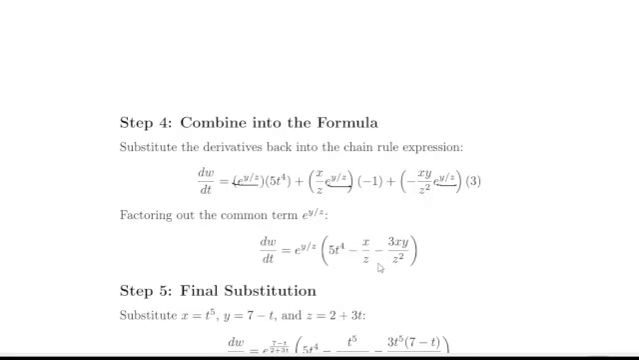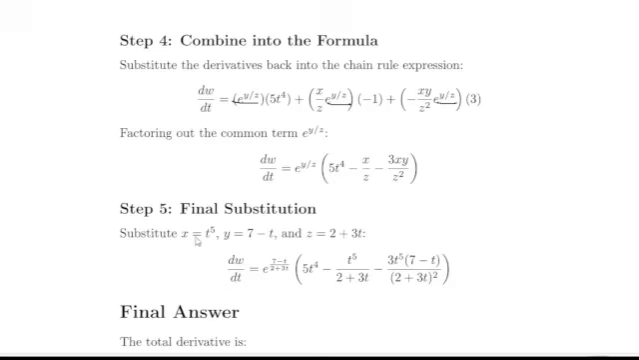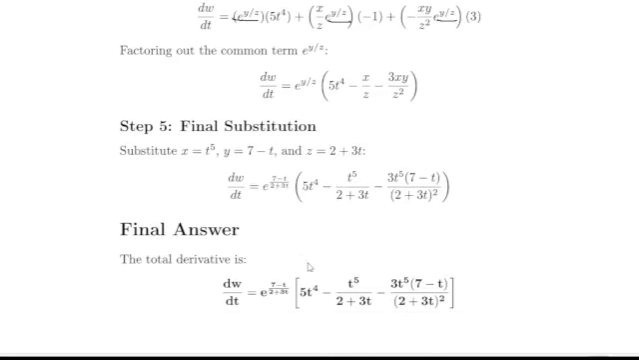But then we can write everything in terms of t, because we can make the substitution x equals t to the fifth, y equals 7 minus t, and z equals 2 plus 3t to get this as our final answer.